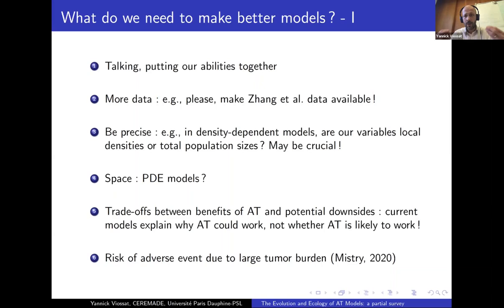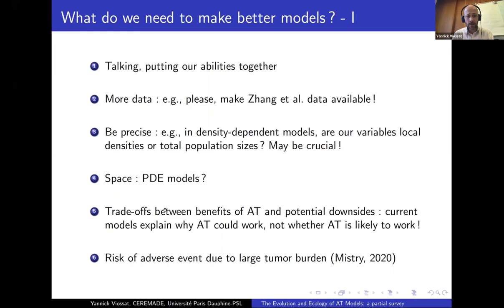I also think that we should be precise. As I already said, in density-dependent models, it's not always clear whether our variables are densities or total population sizes. It might be crucial, if only because it's not the same thing you should observe to decide what the treatment should be, and also because if it's total population sizes, typically this means that competition kicks in very late in the history of the cancer, while if these are densities, then it means that there is competition also when tumor size is relatively small. So space: should we develop PDE models? That at least should be a question that we ask ourselves.